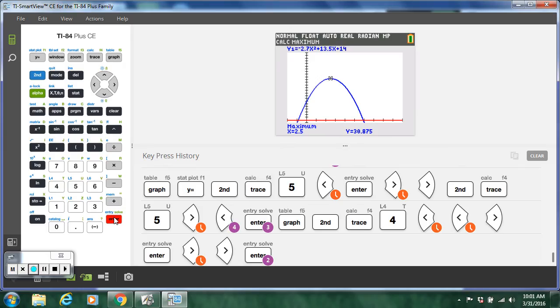Yep. Alright, so here's your maximum. But which one are we looking at? The 2.5 or the 30.875? The 30.875. So that would be, it said to the nearest tenth, so 30.9, because that 7 makes that 8 go up to a 9. If they said how long did it take to reach its maximum? 2.5 seconds. Okay, so there's number 7. You good on that one, Shelby? Anybody else?